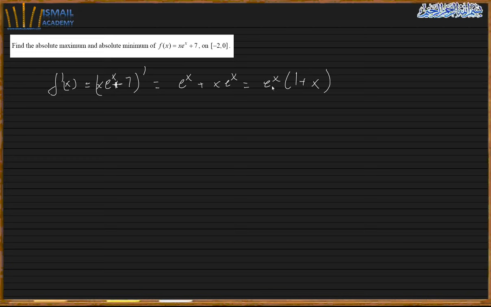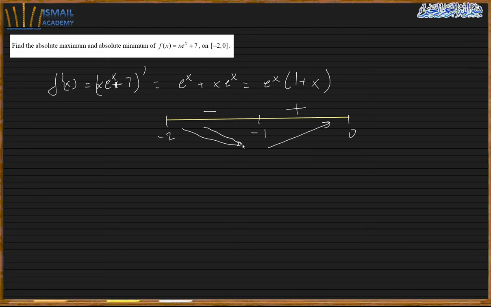Now I'm going to see the sign here. We know that e to the x is always positive, so it's not going to affect the sign at all. So the only expression that affects the sign is 1 plus x. So here I'm going to do my number line. I know that 1 plus x equals 0 at minus 1, so this is going to be minus 2, minus 1, and this is 0. So 1 plus x is negative on the left side and positive on the right side. Just plug in a number here, minus 1.5, and it's going to be negative, because e to the x is always positive. So this is the sign of the derivative, which means the function will decrease and then increase.